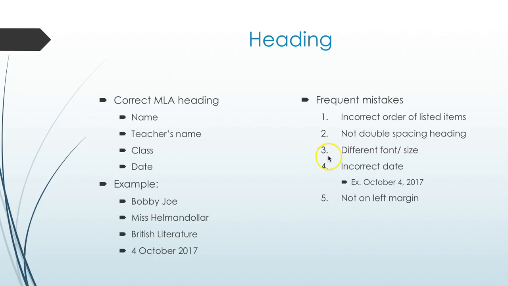Now, the date in the heading. The date, as I said before, when we speak it, is October 4th, 2017. Now, in an MLA formatted paper, we say the day, then the month, then finally the year. It is a little different, but make sure you put this in your paper. Finally, a heading should always be on the left margin of the paper. If this was a document, the heading should be up in this corner. It should never be in the middle, it should never be in the right. It should always be in the top left corner.